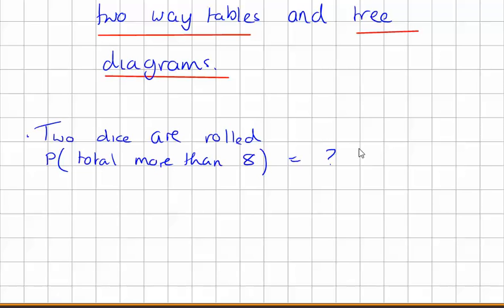So total means add. So what do you reckon, Igor? 1 out of 3. You reckon? Why would you say 1 out of 3? Because the maximum total you could get is 12, so 4 is 1 out of 3, and 8 is 2 out of 3, and the probability of getting more than 8 is 1 out of 3. It's quite a simplistic way of looking at it. We'll see what comes up.